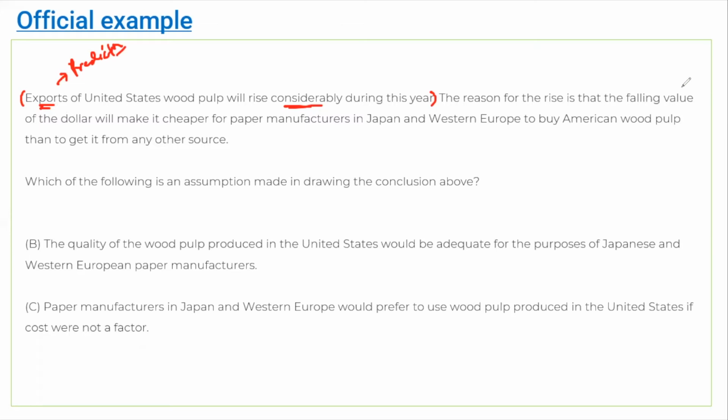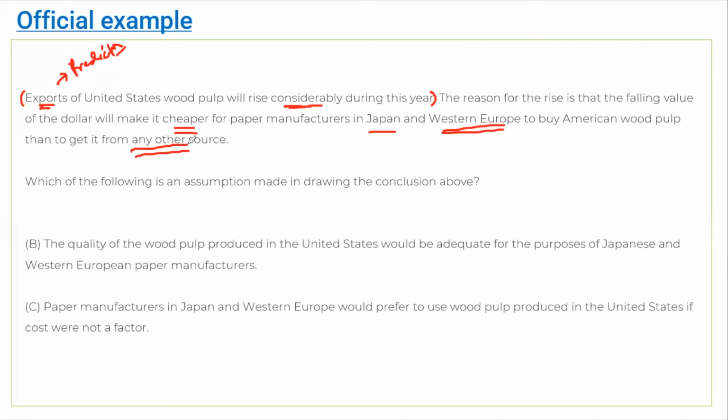The falling value of the dollar will make it cheaper, exactly as expected, for paper manufacturers in Japan and Western Europe. Okay, so these are the two geographies that can buy the wood pulp. And for them, as expected, these products will become cheaper, to buy American wood pulp than to get it from any other source. So this part is interesting. Not only will it get cheaper to get it from the US for these two markets, in fact, it will be cheaper apparently than any other source.